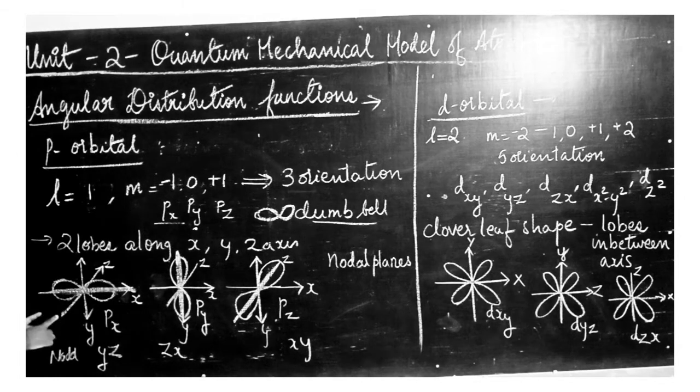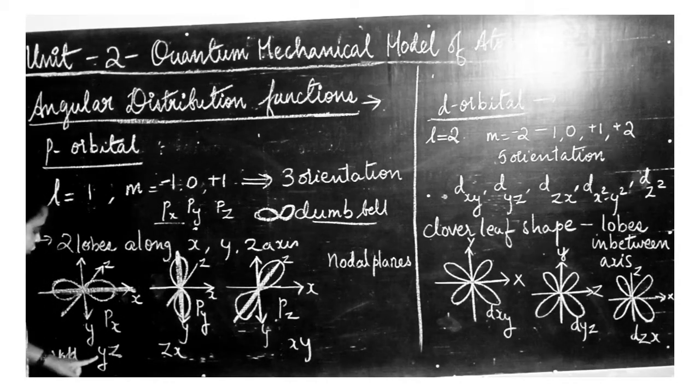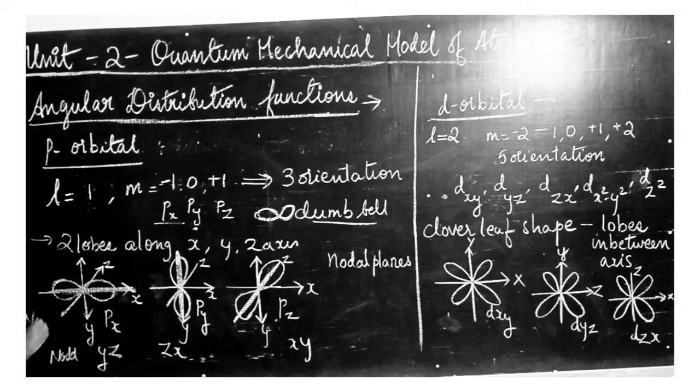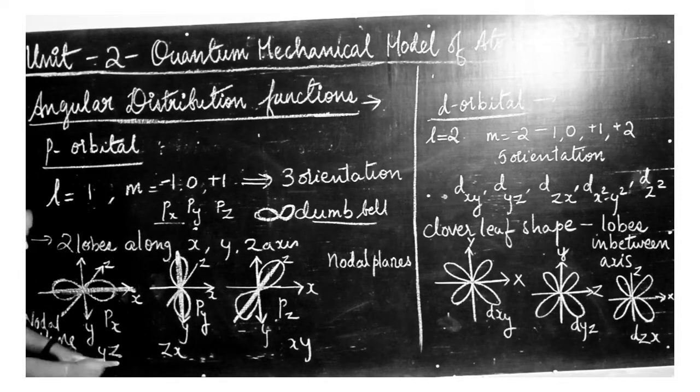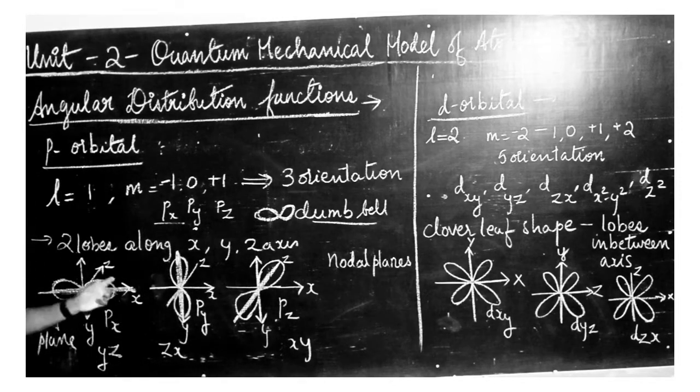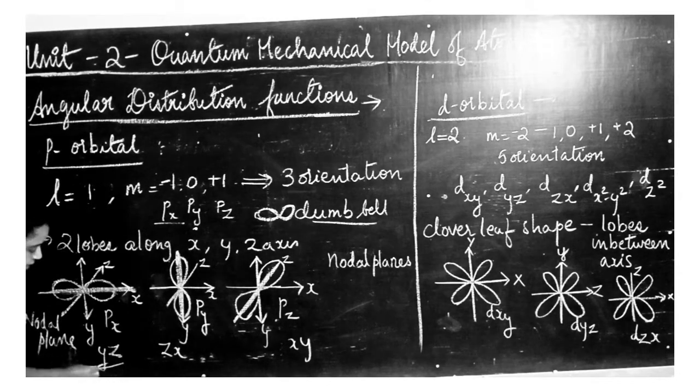So this is the representation of the px orbital. In the px orbital, there is one nodal plane. What is that nodal plane? That is the plane where there is no lobe. Here on the y-axis and z-axis there is no lobe, so they are considered as the nodal plane. Got it? So yz is the nodal plane.